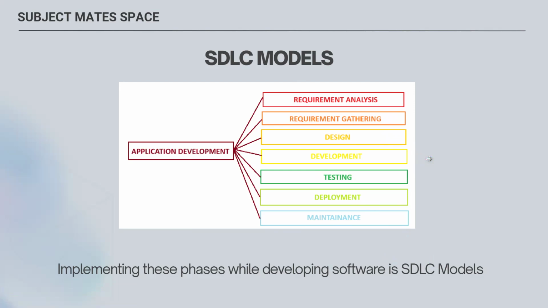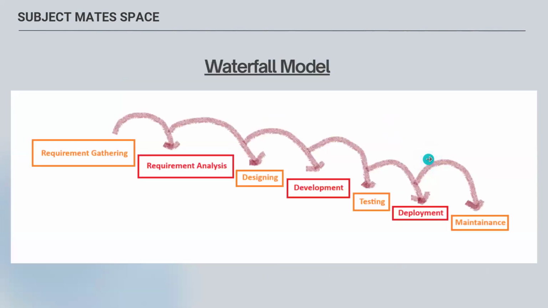Great. Now, let's start with our very first model. The first model which we are going to cover is waterfall model. What exactly happens in waterfall model? Let us understand. So, we have 7 phases: requirement gathering, analysis, designing, development, testing, deployment, maintenance.